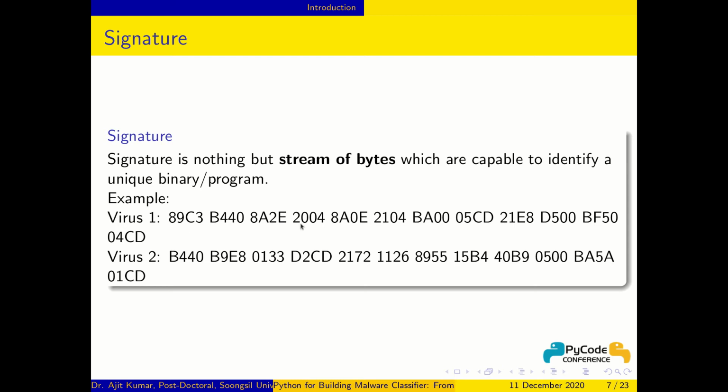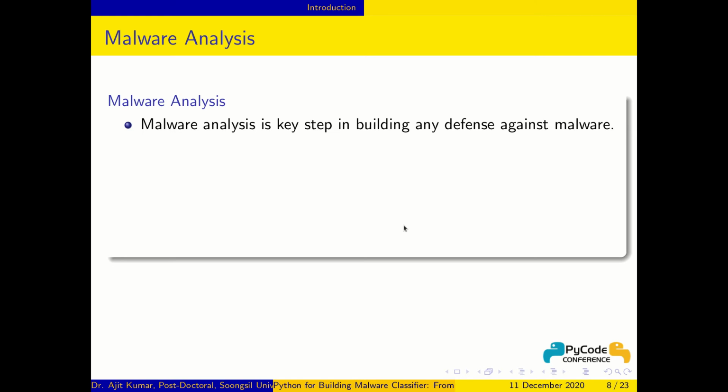This string can also use wildcard characters like a star or plus, and many other schemes exist for this too. But that is not our discussion, so we'll move to the next thing. Whether the system is signature-based or non-signature-based, we need to perform malware analysis. Malware analysis can be of two types.